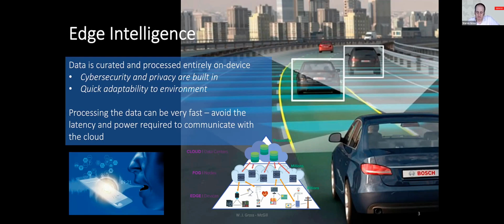The other good motivation for this edge intelligence paradigm is quick adaptability to environment. There may be applications, for example, self-driving cars, where you would like to avoid the latency required to communicate with the cloud. You need to make decisions quickly on device. As well, there may be applications where the power required to frequently communicate with the cloud is prohibitive, meaning that the processing should happen on the device. And so this is the framework in which we're operating.